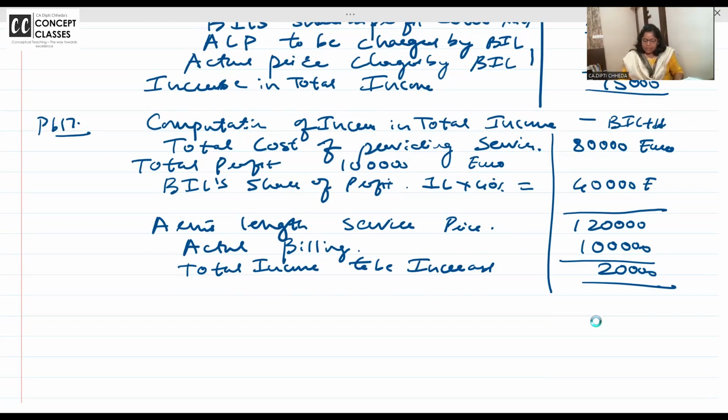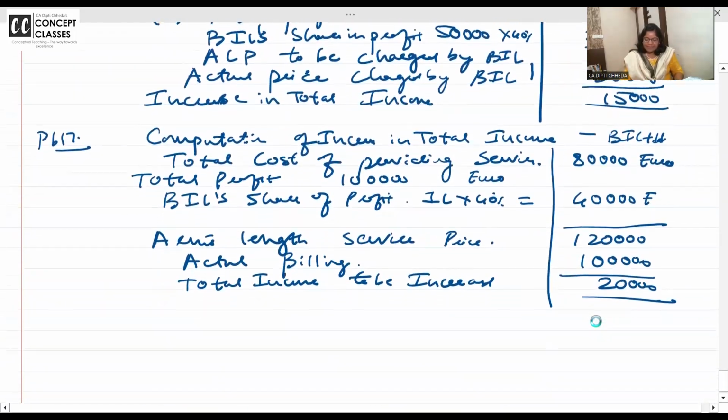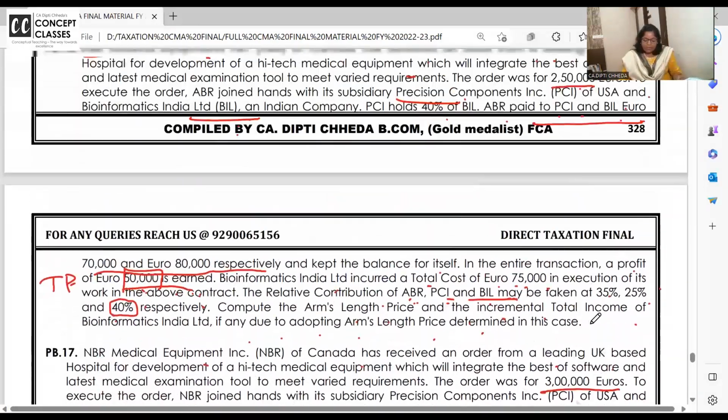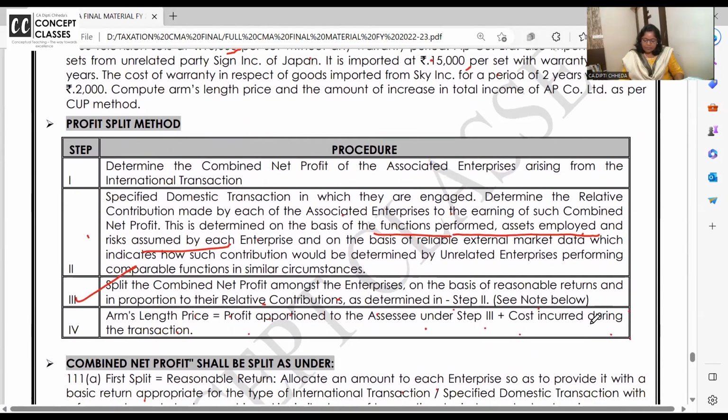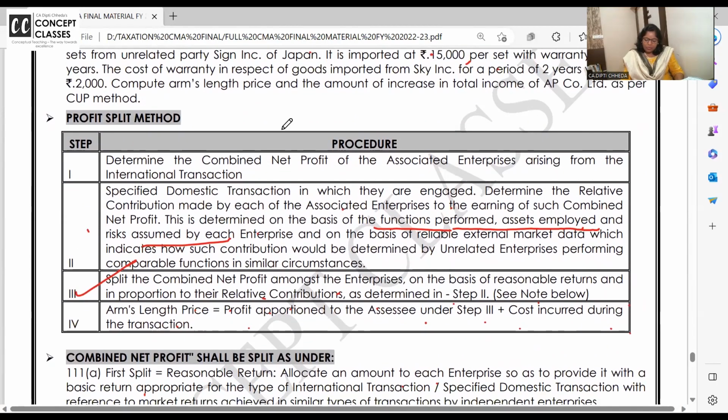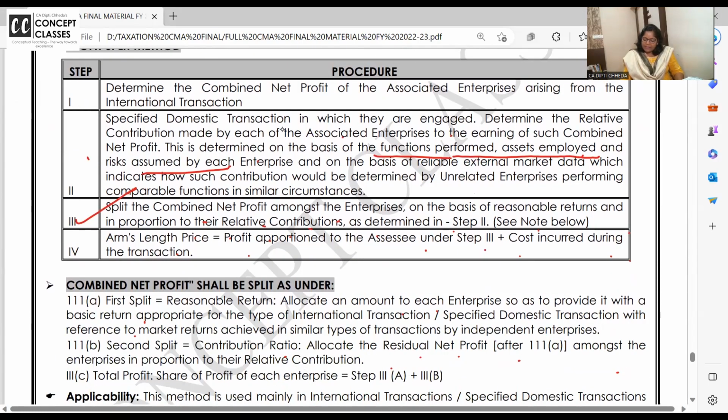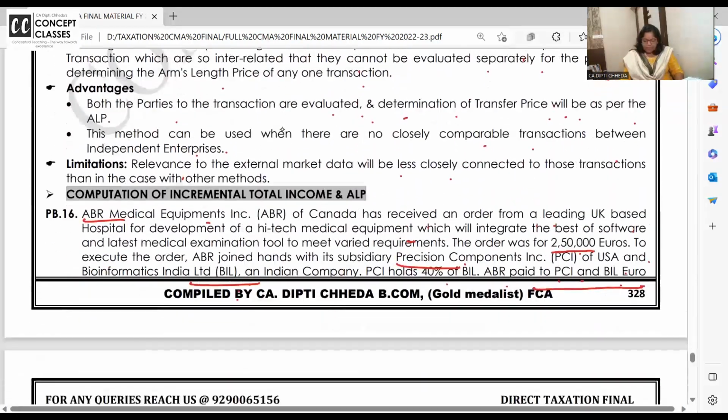Now let us read very quickly. Easy. Both the problems were same also, exactly same. है ना? Right. पढ़ो. ये देखो. Let us read the steps. Combine net profit, you know based on functions performed. Split the net profit. In the profit add the cost. This is the arm's length price. And what is the actual price? We know.